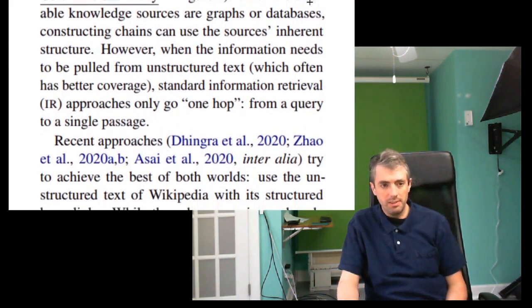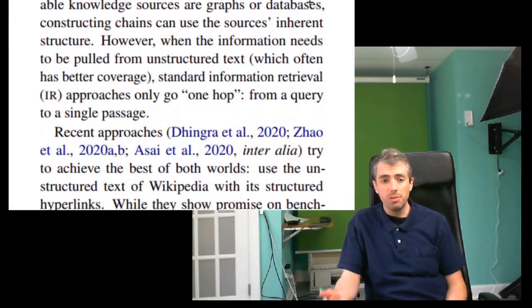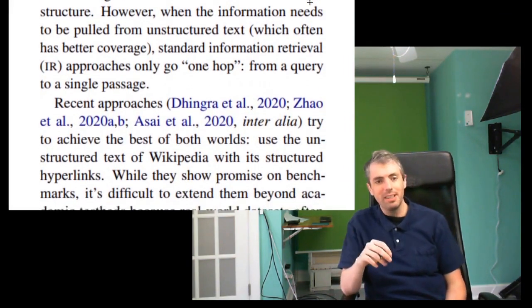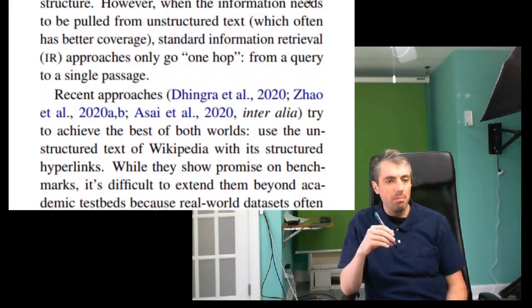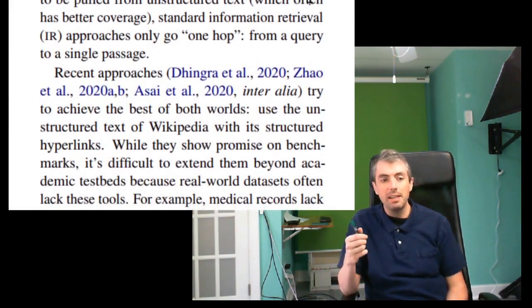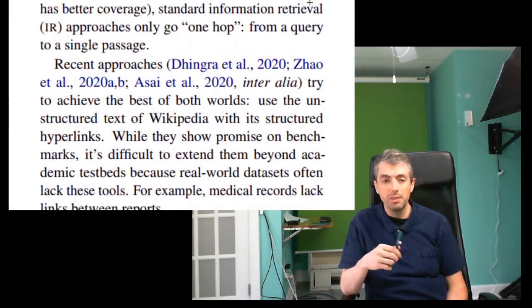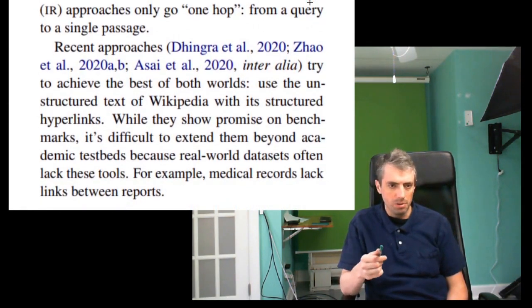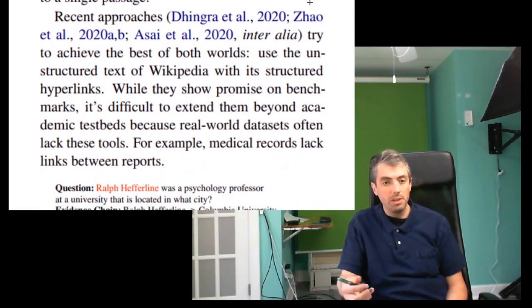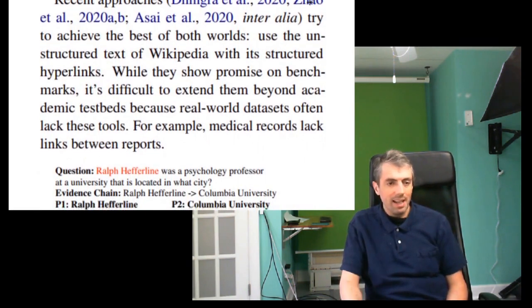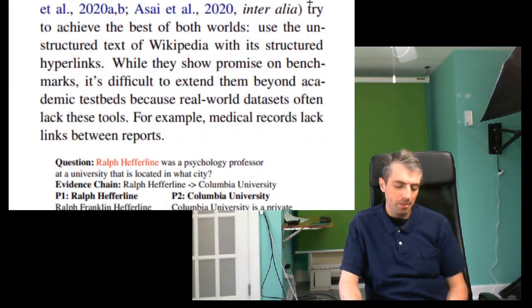Recent approaches try to achieve the best of both worlds. Use the unstructured text of Wikipedia with its structured hyperlinks. While they show promise on benchmarks, it's difficult to extend them beyond academic testbeds because real-world datasets often lack these tools. For example, medical records lack links between reports. Let's take a look at Figure 1.